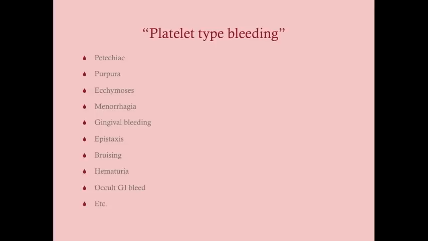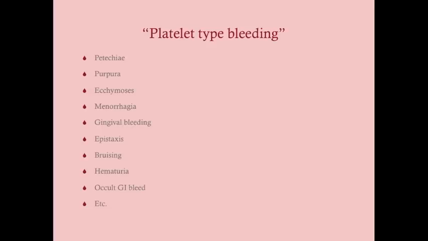Menorrhagia is another common type of platelet-type bleeding. It's superficial. This is something that's very common because most women bleed every month, and so it's going to be difficult for them if they have any kind of platelet disorder. It's going to be difficult for them to form that clot, and they're going to have menorrhagia with their menstrual cycle. Gingival bleeding with dental procedures, with brushing teeth, with flossing. That's pretty common just because that area is manipulated a lot. Epistaxis, bruising, hematuria, occult GI bleeds, and so forth.